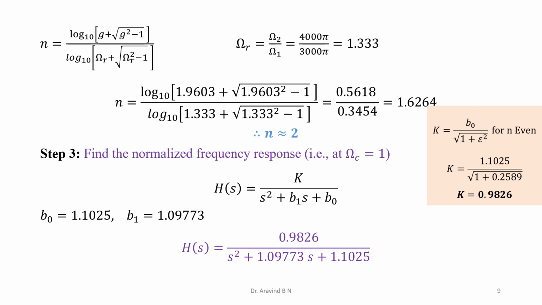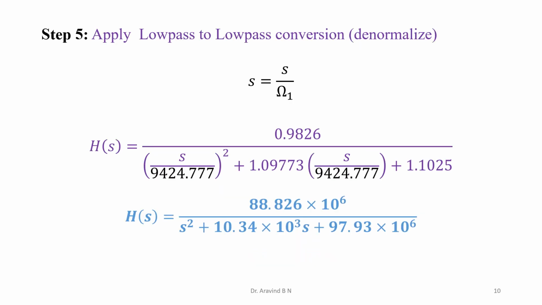Still we need to denormalize this. So now apply low pass to low pass conversion, that is the denormalization we are performing. That is done by substituting s with s divided by omega 1. Omega 1 is a known parameter, that is equal to 9424.777. Now substitute in the place of s of the normalized filter s divided by the value of omega 1. So that is what has been done over here.